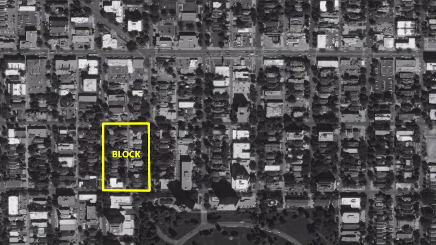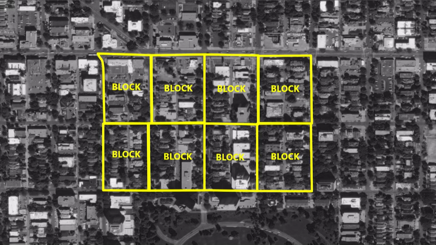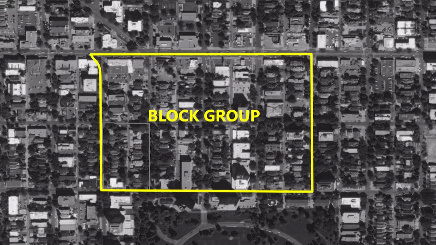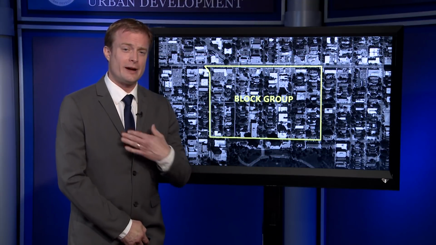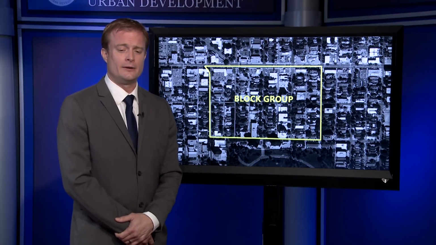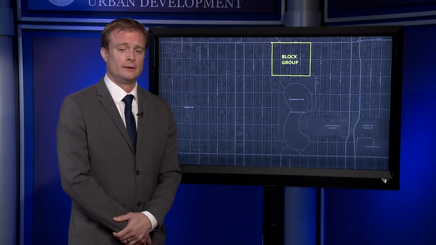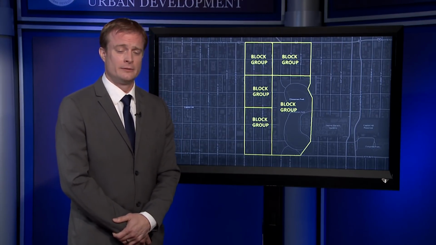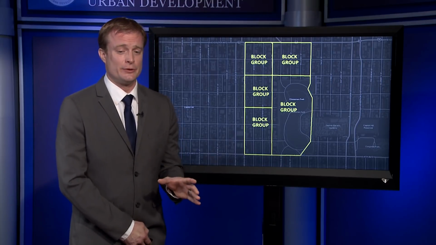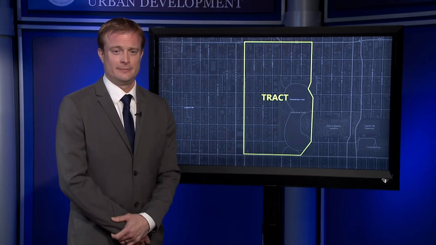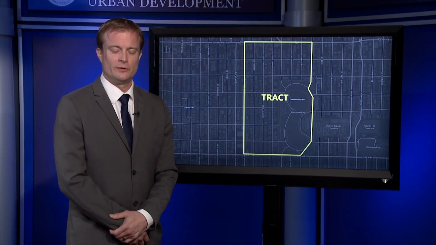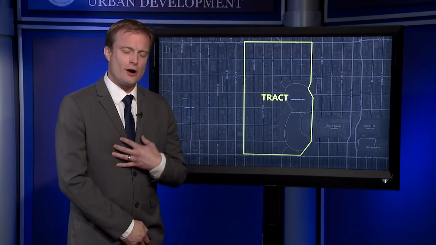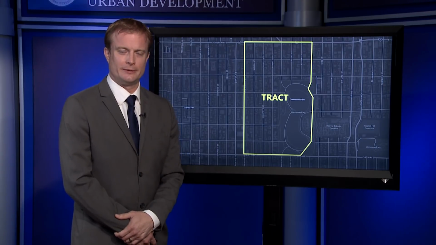Now, if I zoom out and I look at the blocks around that, and I compile them together in a single geography, that's called a block group. And this is the geography at which we provide our data. Now, if I zoom out a little bit more, and I look at other block groups in the area, I can combine up to 9 of those into a single tract. A lot of people are most familiar with the census tract data. But we're getting a little bit more granular for our program and using the block group data.